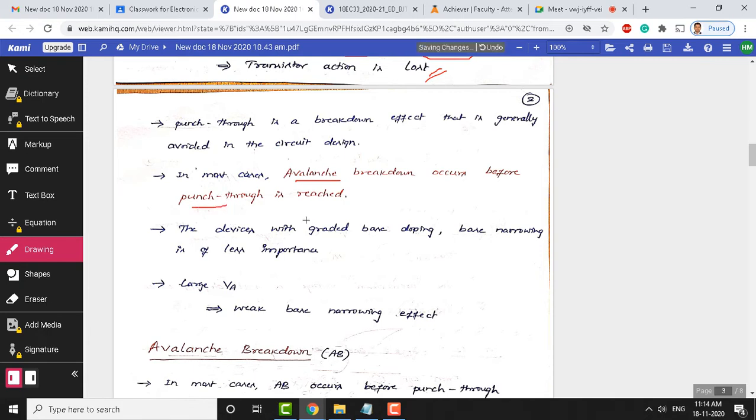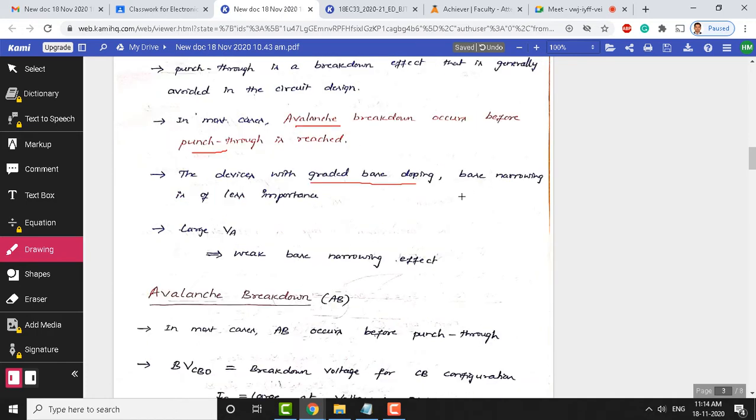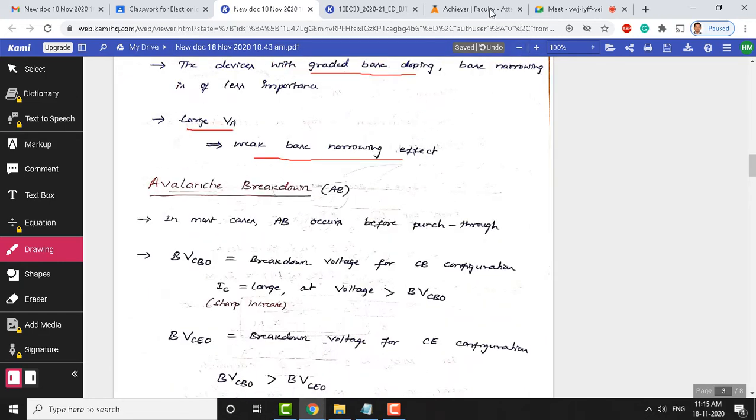One way we can avoid this base narrowing effect is by using a device called graded base doping. Using this graded base doping, we can avoid base narrowing effects. Another way to avoid base narrowing is to make a larger Early voltage. Using that mechanism also, the base narrowing effect can be reduced. So, this is about base narrowing, and if you have any questions you can ask me before we move to the avalanche breakdown.